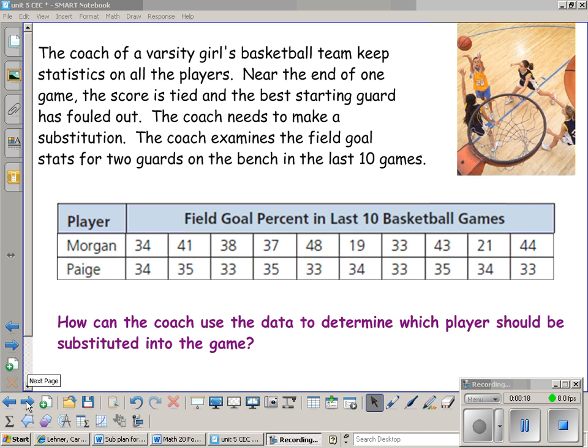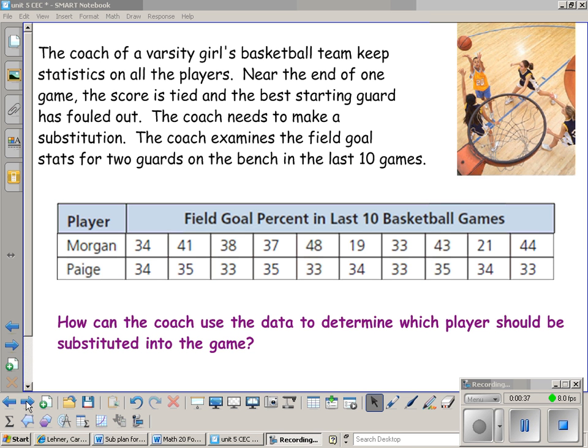The coach of a varsity girls basketball team keeps statistics on all the players. Near the end of one game, the score is tied and the best starting guard has fouled out. The coach needs to make a substitution. The coach examines the field goal stats for two guards on the bench in the last 10 games.